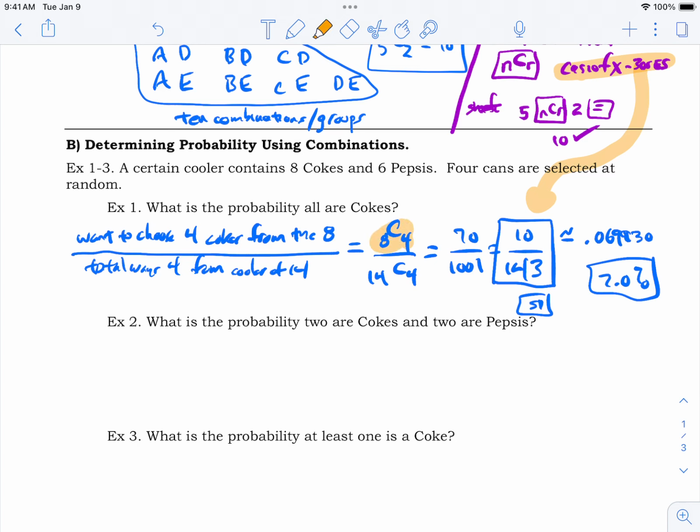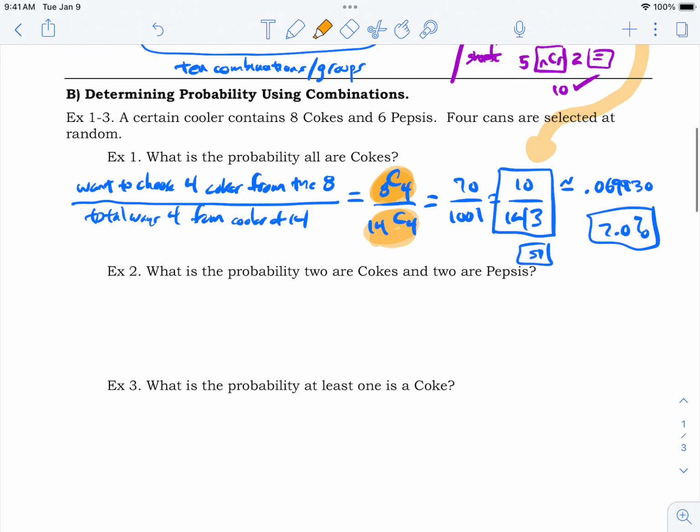I'm choosing 4 from the 8 Cokes is what I'm trying to do. What I'm actually doing is choosing 4 from 14, but what I'm trying to do to win is 4 from 8, right? So the total number of ways I can draw 4 from 14 is this way. The number of ways I could draw 4 and have them all be Cokes is that way. I'd have to draw them from the 8 Cokes. And so you just put this over this, boom, boom, boom, push buttons, boom, done. I love that. Here's another good example.